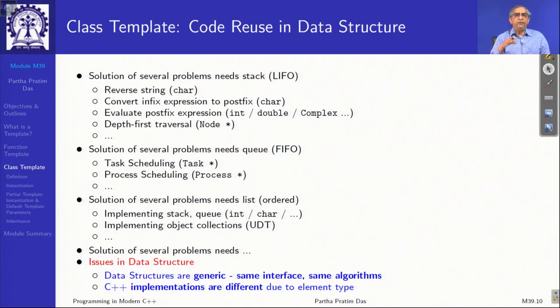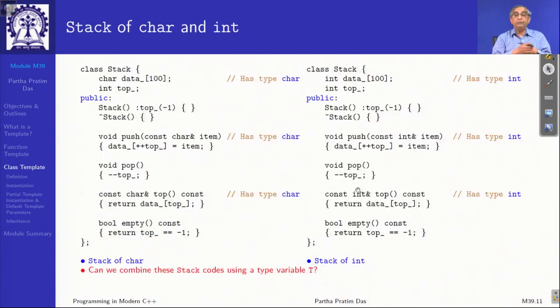So, a variety of data structures have common functionality in them, but need to be implemented over and over again because their underlying data type, element type and the associated types differ. Data structures in general are thought to be generic. They have the same interface, the same algorithm, but the C++ implementations are different. This is the problem which the class template actually addresses.